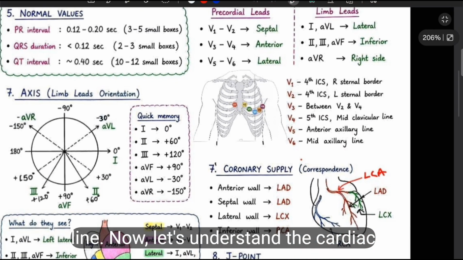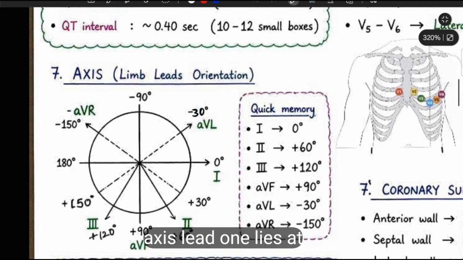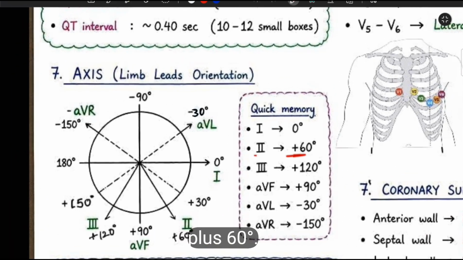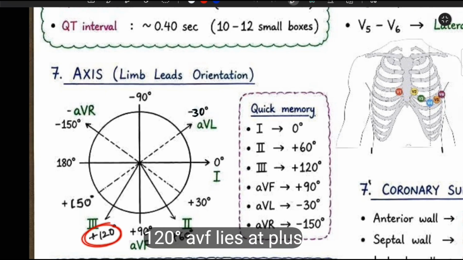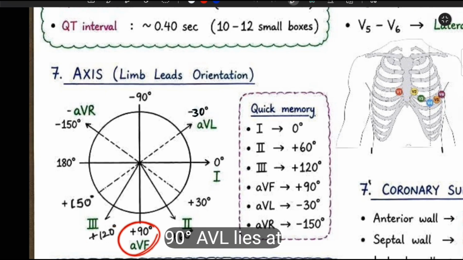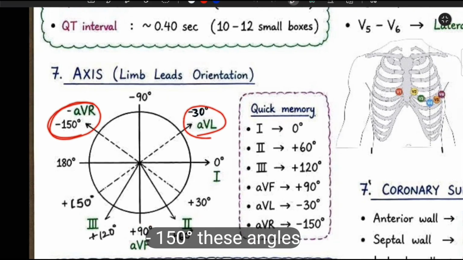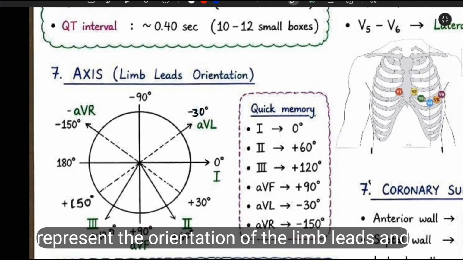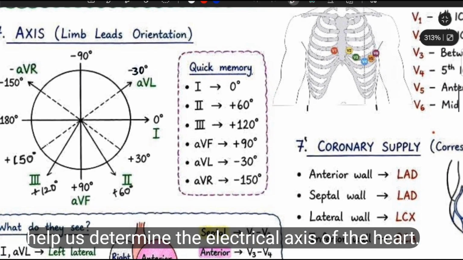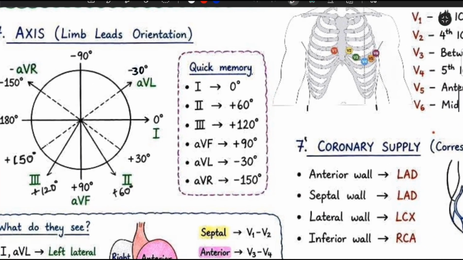Now let's understand the cardiac axis. Lead 1 lies at 0 degrees. Lead 2 lies at plus 60 degrees. Lead 3 lies at plus 120 degrees. AVF lies at plus 90 degrees. AVL lies at minus 30 degrees. AVR lies at minus 150 degrees. These angles represent the orientation of the limb leads and help us determine the electrical axis of the heart.